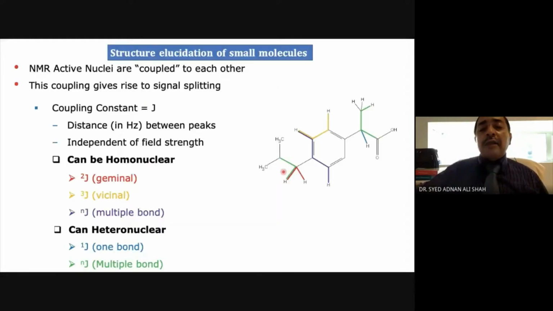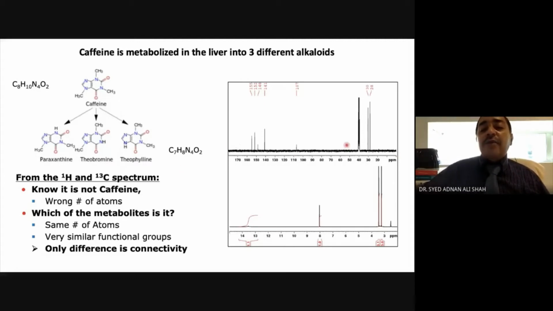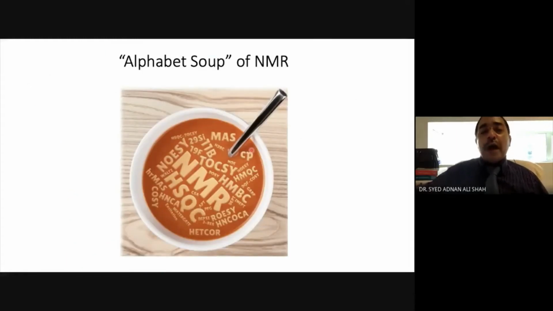So I have shown that this is the one dimension technique, which is only on the x-axis. Sometimes this one dimensional information is not enough for structure elucidation, for metabolomic study. So for that we need the soup. This is the alphabetical soup of the NMR, meaning NMR is not only a single technique, only one dimension technique. It comprises many types of experiments, and each and every experiment gives information about the metabolic profile for structure elucidation, about the chemical entities and compounds in a sample.